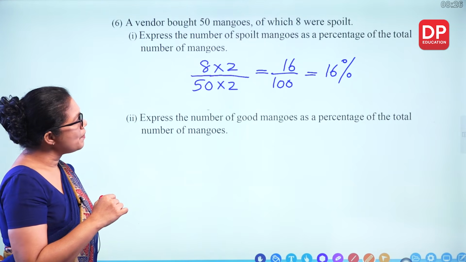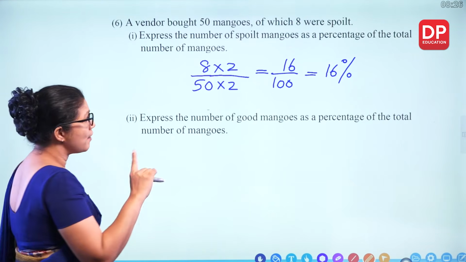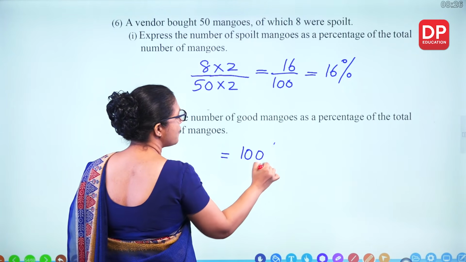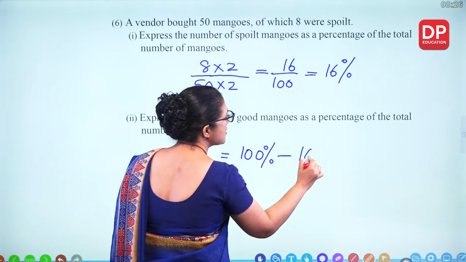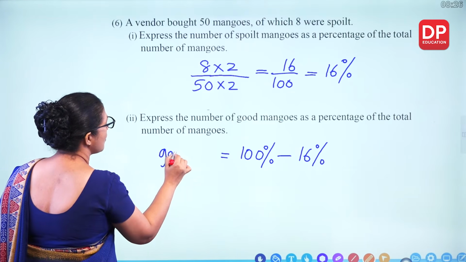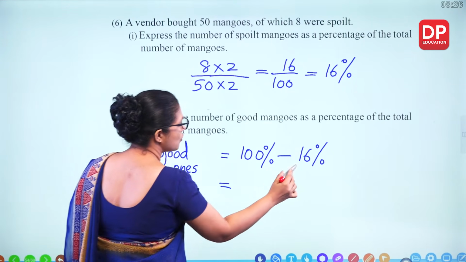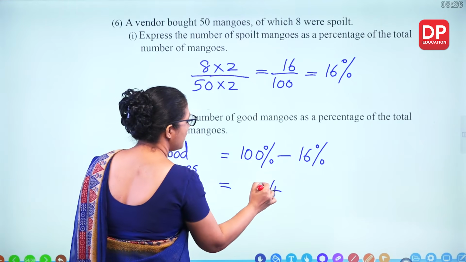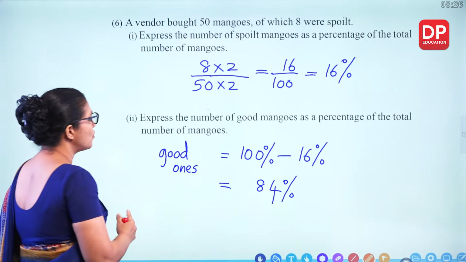Express the number of good mangoes as a percentage of the total number of mangoes. So you can find out using subtraction. Altogether 100% and 16% spoiled. So good ones, you can subtract. So 6 and 4, 10, and you get 8. 84% are good ones.